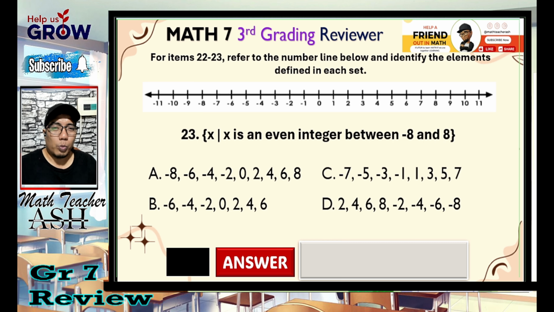Alright, my dear math learners, we are now talking about even integers. Those are numbers divisible by 2. So letter C is already wrong. Of course, we are also talking about integers between negative 8 and 8. So if we are talking about between, negative 8 and 8 are not part of the group. So letter B would be the logical answer for this question. Letter B is the correct answer. Let's check whether we are correct. Alright, now let us go to question number 24.